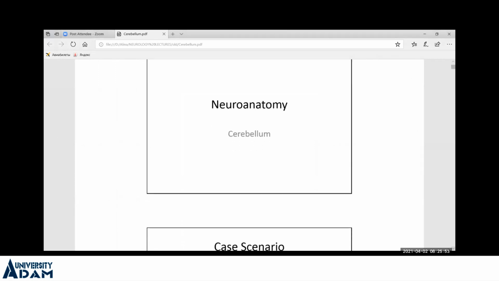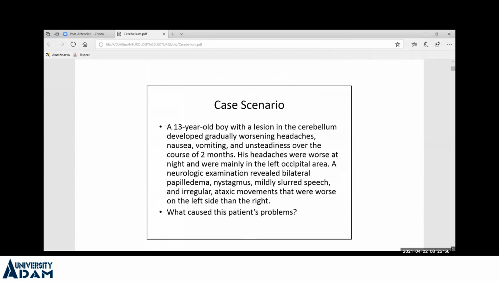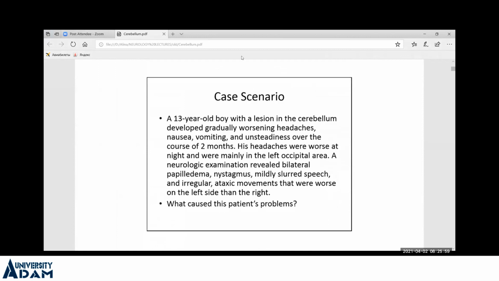Okay, so here, as you can see, we can read the case. A 13-year-old boy with a lesion in the cerebellum developed gradual worsening headaches, nausea, vomiting, and nystagmus over the course of 2 months. His headaches were worse at night and were mainly in the left occipital area. A neurological examination revealed bilateral papilledema, nystagmus, mildly slurred speech, irregular ataxic movements that were worse on the left side than the right. What causes patient problems?